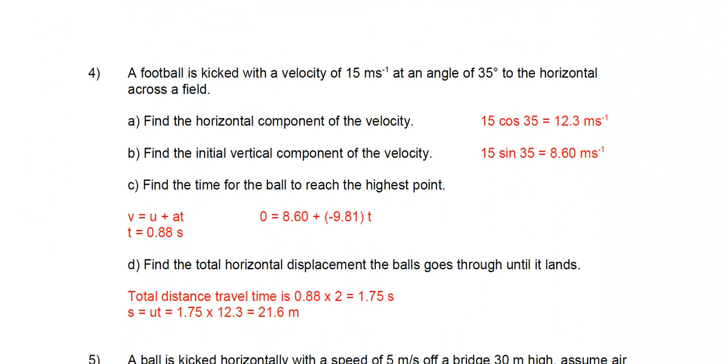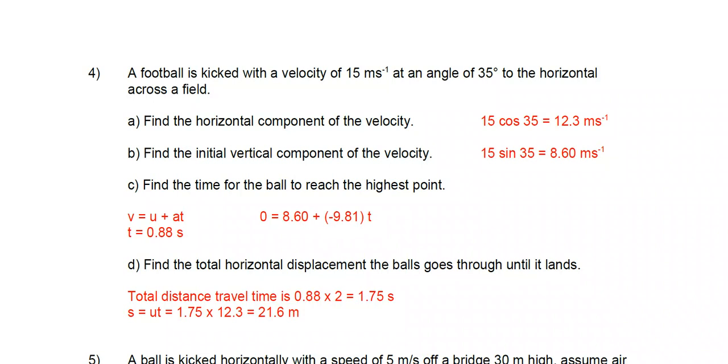Number 4. A football is kicked with a velocity of 15 meters per second at an angle of 35 degrees to the horizontal across the field. A. Find the horizontal component of the velocity. Well, this is going to be using cos, so 15 cos 35 is 12.3 meters per second. Find the initial vertical component of the velocity. Well, that's 15 times sine 35, and that's 8.60 meters per second.